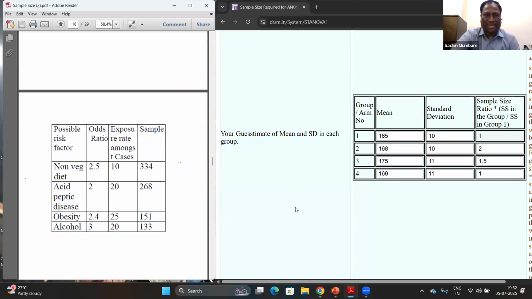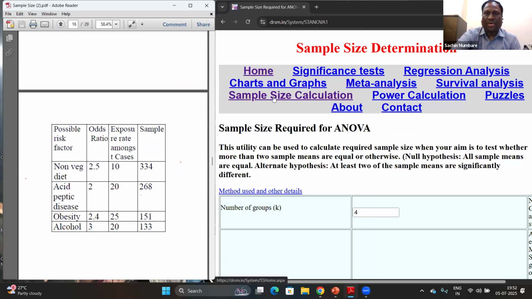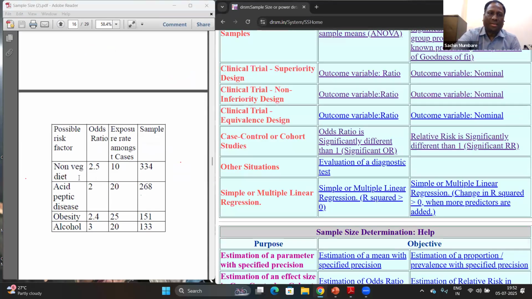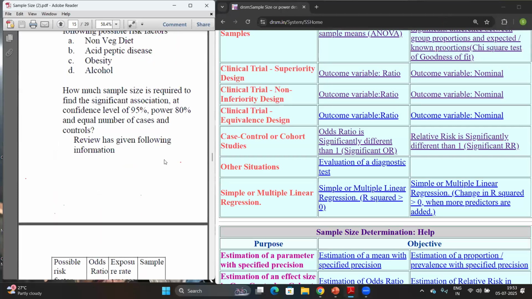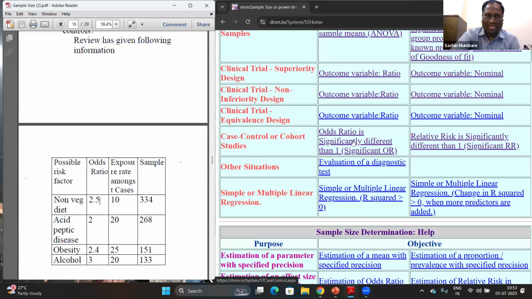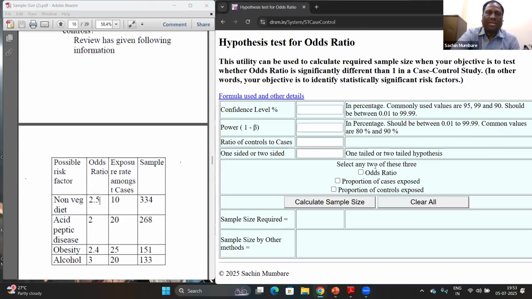So for each one of these risk factors, I will calculate the sample size. For that, I will use which utility? Here, I want to just test whether these risk factors are significant or not. So which link should I use? I do not want to estimate exactly the odds ratio. I want to test whether the odds ratio is significantly different than 1. Okay, that's correct. So I will click here and calculate the required sample size for each one of these risk factors.